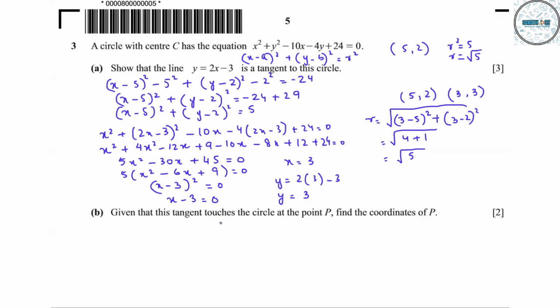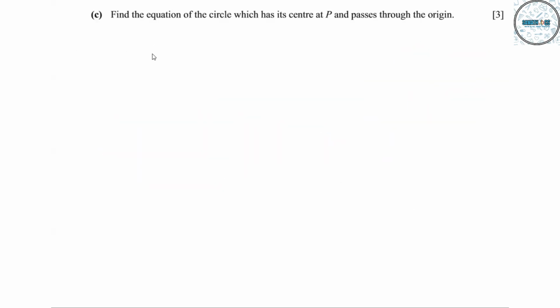We have already taken out the point of intersection of the circle with the tangent. So we can just write down the coordinates here. The coordinates of P are 3, 3. Now, part C. Find the equation of the circle which has its center at P and passes through the origin. 0, 0 are the coordinates of origin. 3, 3 are the coordinates of the center of the circle.